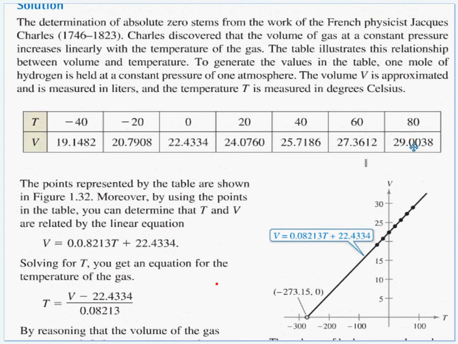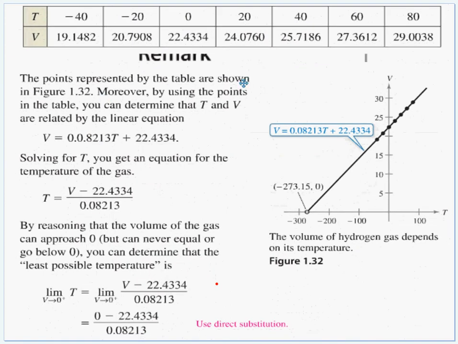So here at 80 degrees, nice and warm, we're at 29 liters of volume. Temperature goes down, gas contracts. Reduce the temperature more, the gas contracts. As we keep lowering the temperature, the gas will contract. The points represented by the table are shown over here in the figure.